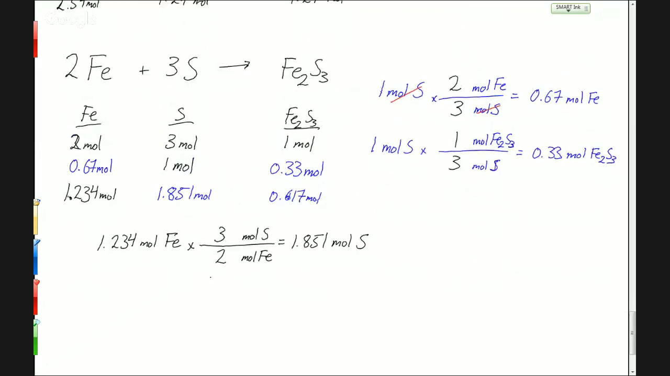So let's say instead of these amounts, let's say we had 10 grams of iron. How would we figure out how much sulfur or iron sulfide we need or make when we're only given grams and when we ultimately want to know the result also in grams? Any ideas?